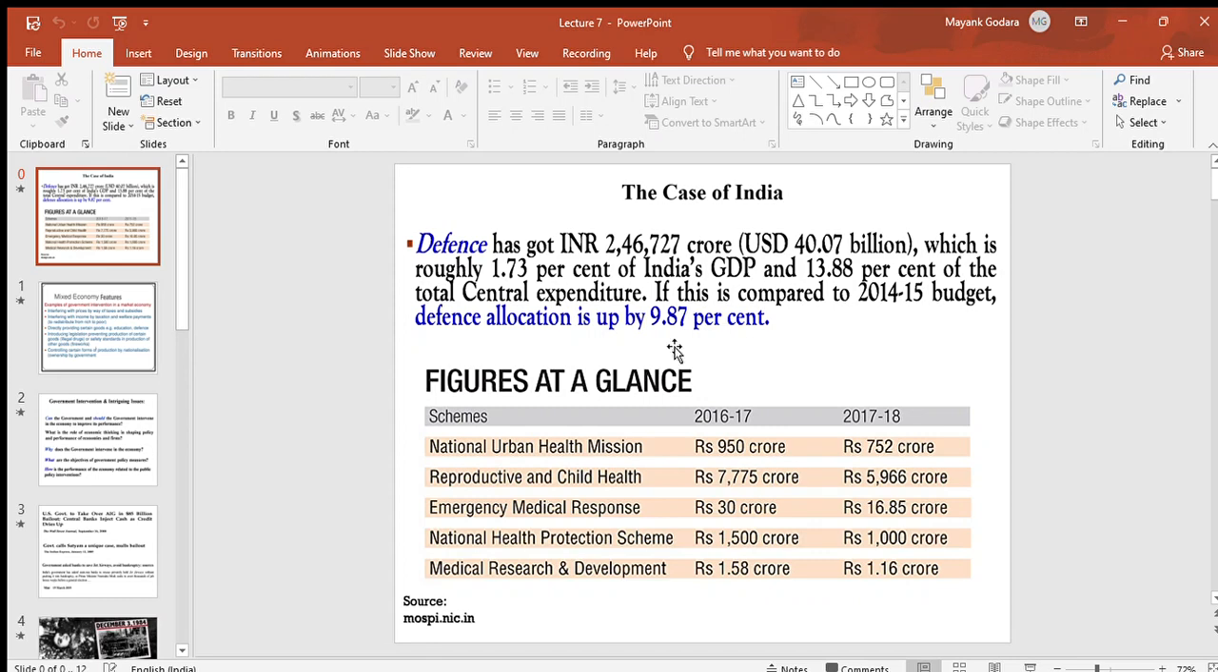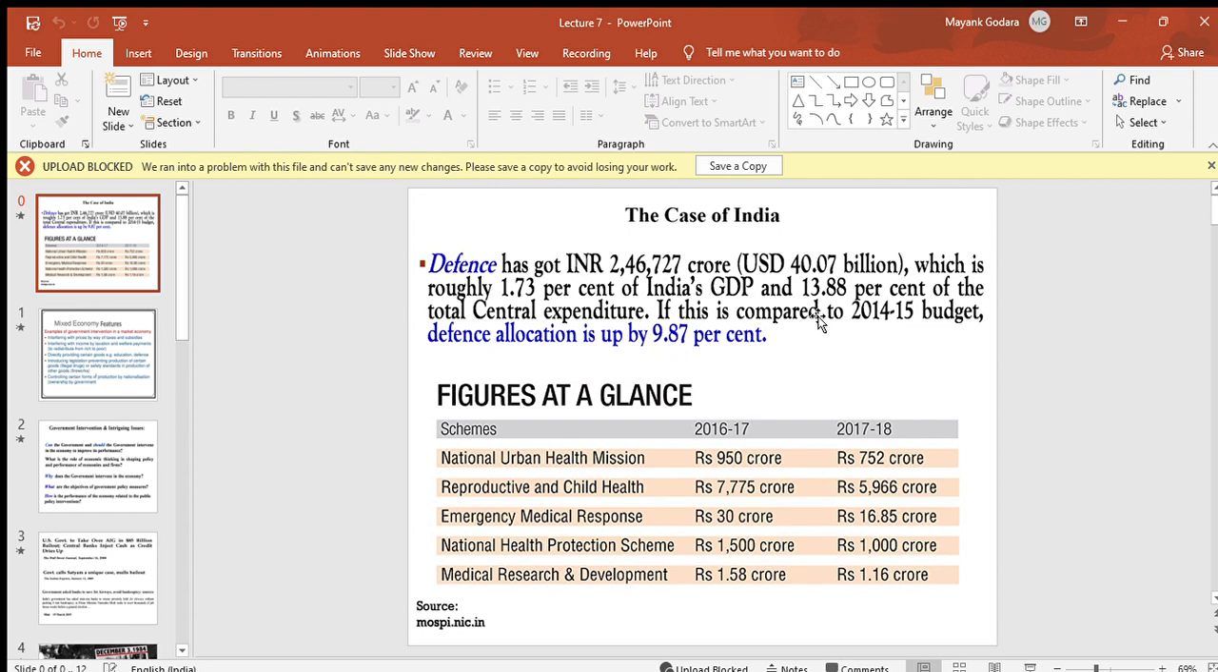So you can see how the share of the GDP has been divided between the defense and the medical sector. In order to increase defense, the government cut the share of the GDP in the medical sector. You can see that in 2016, in the National Urban Health Mission, there was almost a 150 crore cut-off. You can see this data.